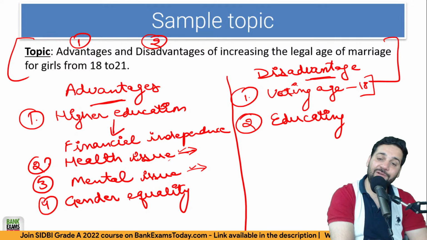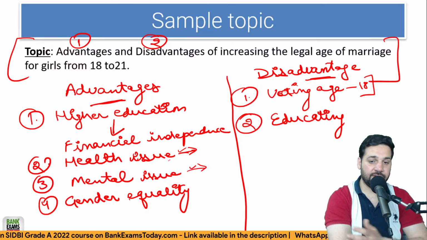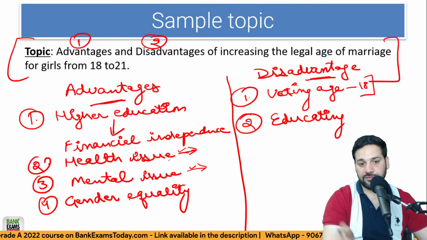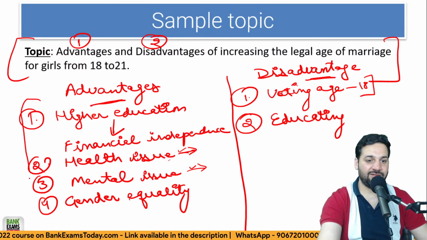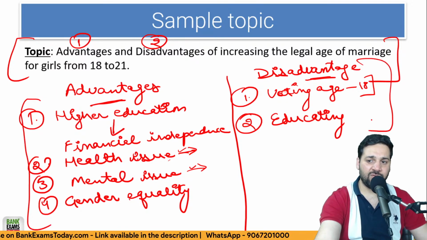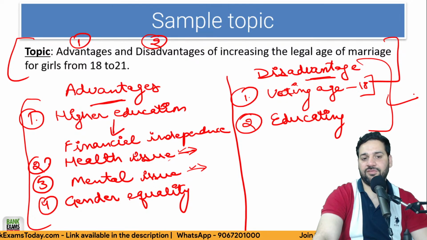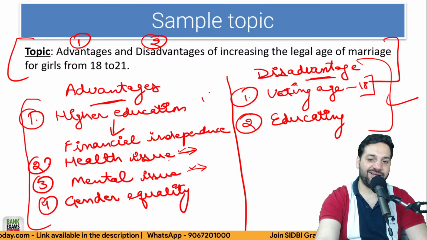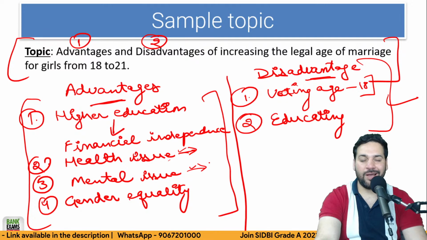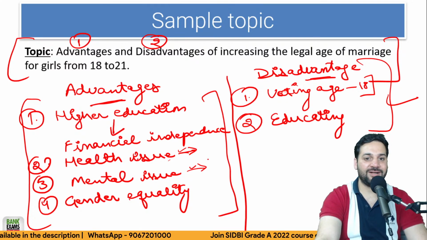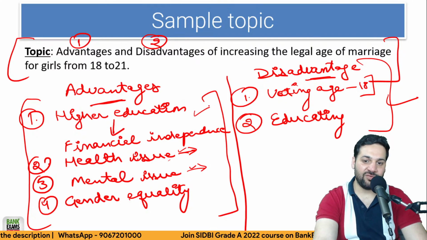So instead of bringing a law, why aren't you educating her? So there are a lot of factors now. Instead of two disadvantages, I think these are good enough. But here we have 4 advantages. But as I told you, I don't want to include all the advantages. So higher education is very strong.